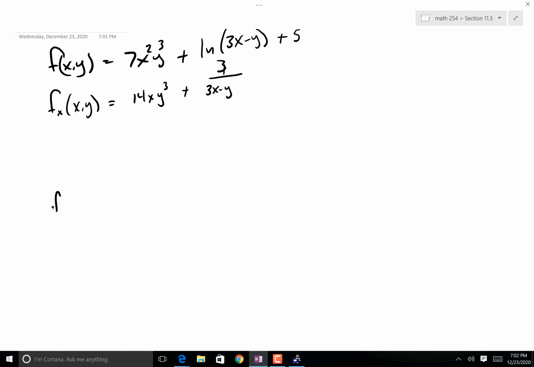Of course, I'm going to leave a little room, because I'm going to do the second partial here in a second. So let's do the first with respect to y. It's going to be 21x squared y squared plus 1 over 3x minus y. And then the derivative of the denominator with respect to y is minus 1, actually. Cool. Now, here comes the fun part. Let's go ahead and find the second partial with respect to x.